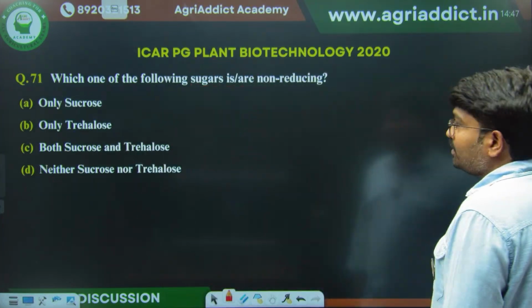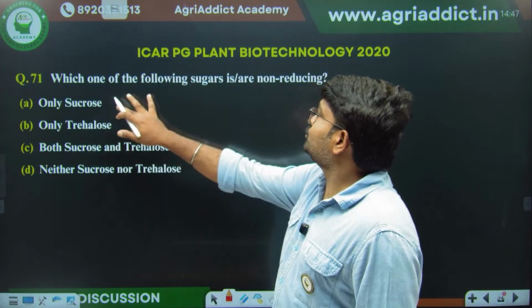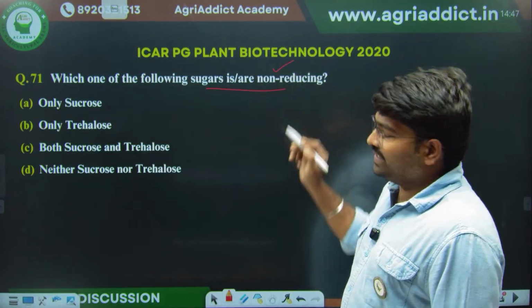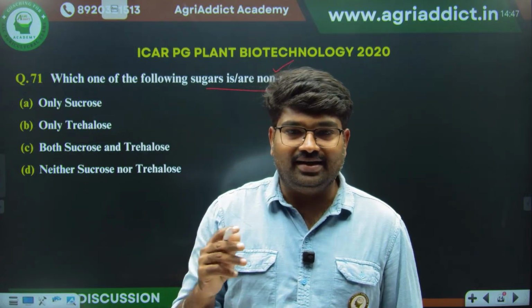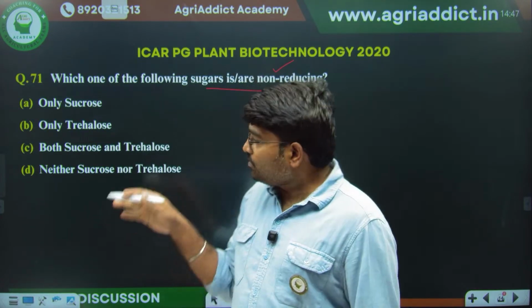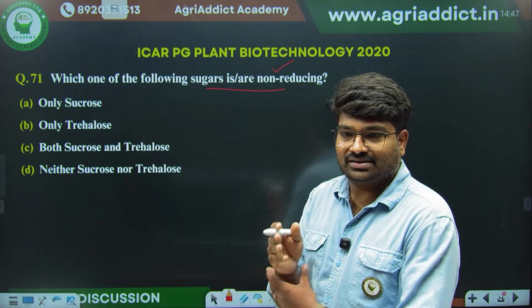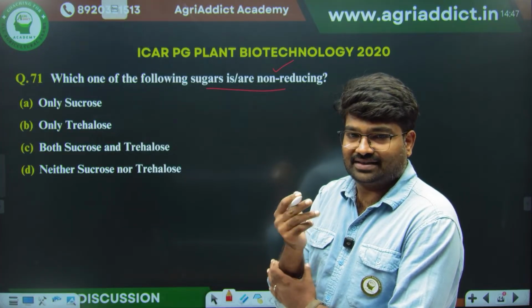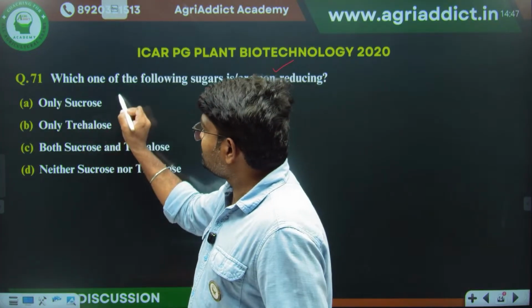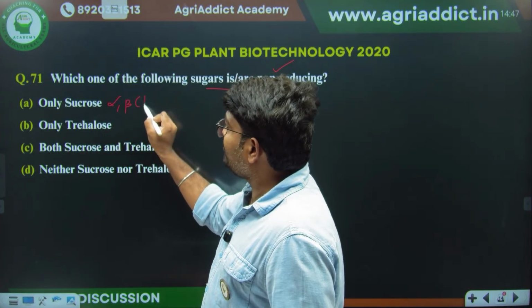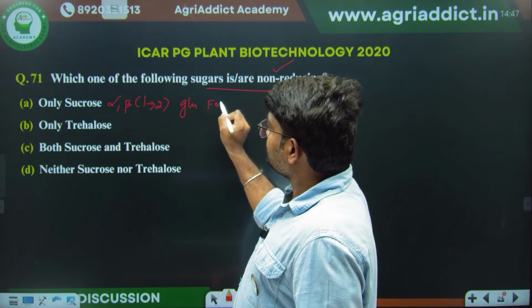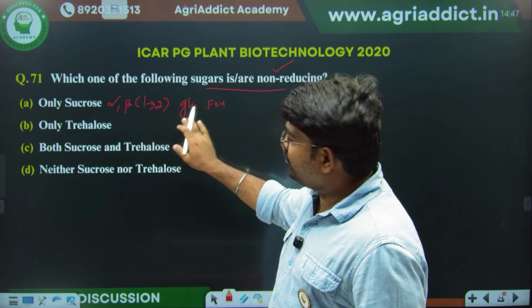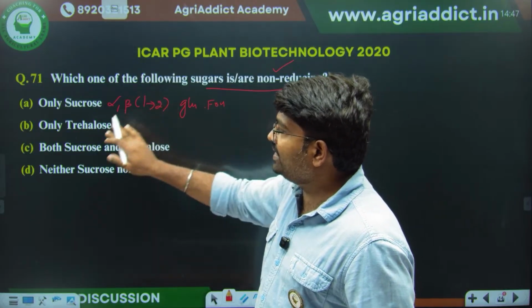Which of the following sugars is non-reducing in nature? Non-reducing means both the anomeric carbons will be involved in linkage formation. Yes, very good. Sucrose, the linkage will be between alpha and beta 1 to 2 of glucose and fructose. So both the anomeric carbons of glucose and fructose will be involved in linkage formation.